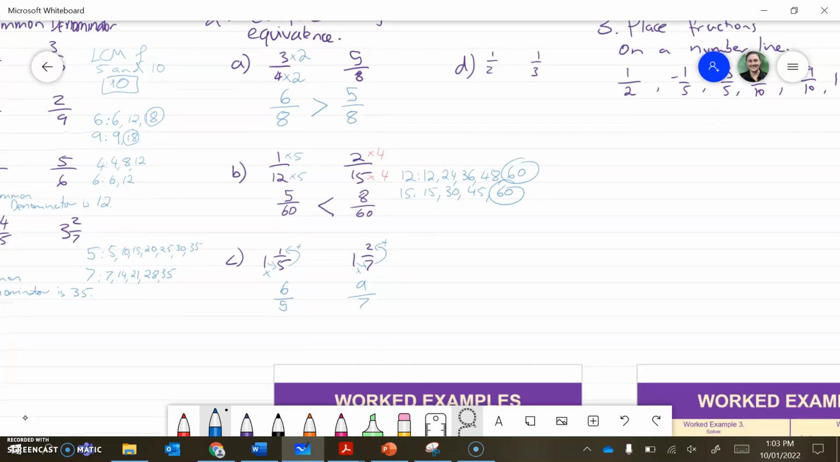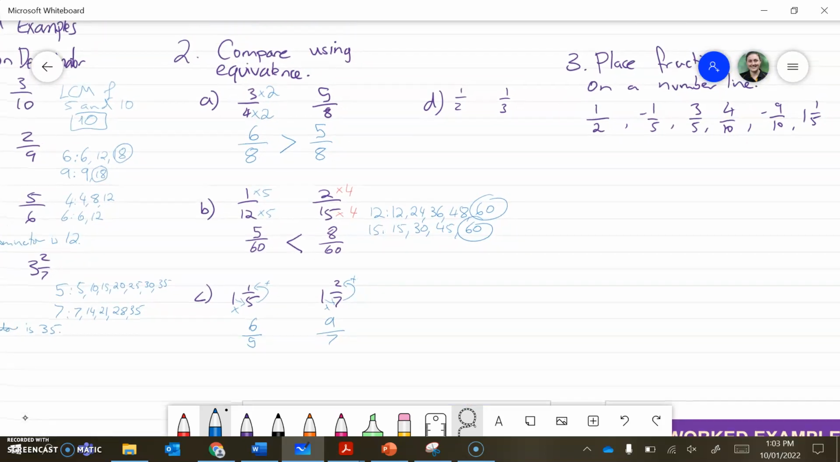I then have a look and say, okay, what is my common denominator going to be of 5 and 7? If I write 5 and 7 here, we've got 5, 10, 15, 20, 25, 30, 35, and 7, 14, 21, 28, 35. So our lowest common multiple is 35. That means that our common denominator will be 35 as well.